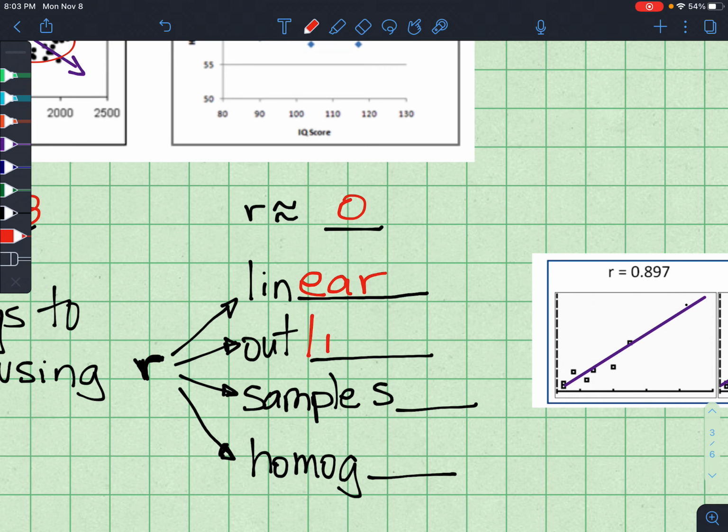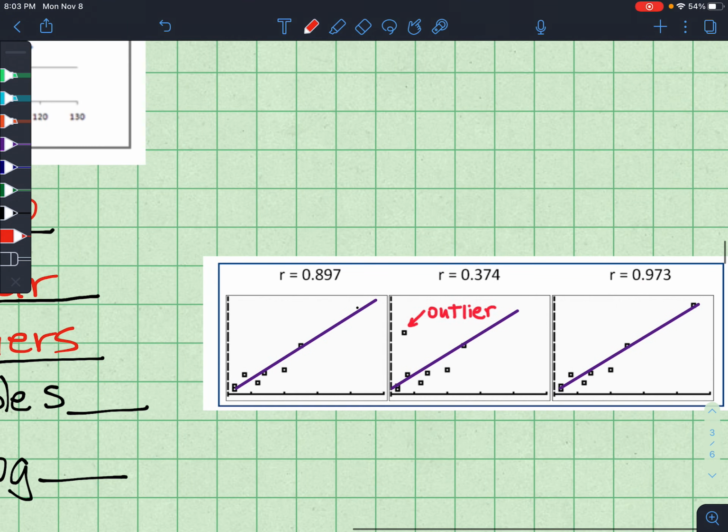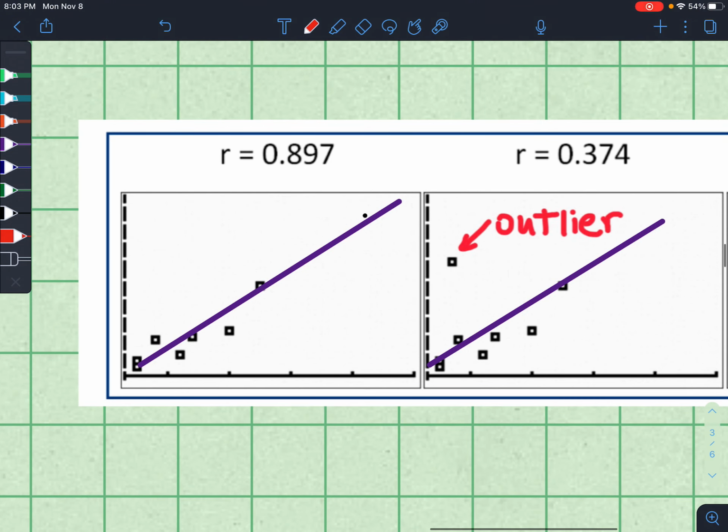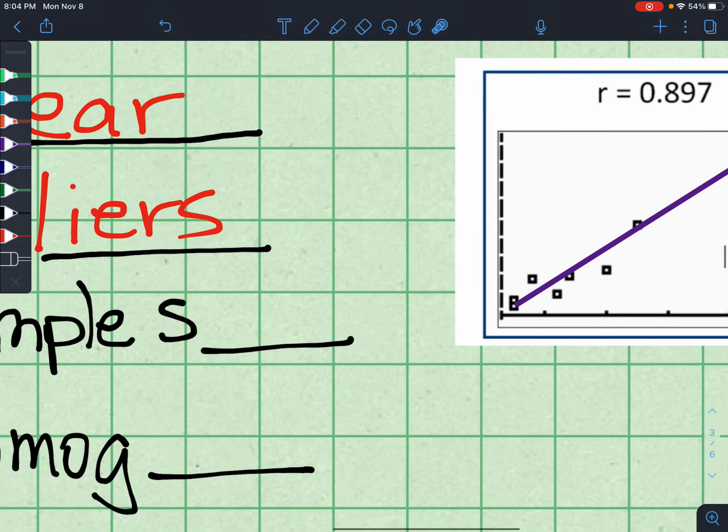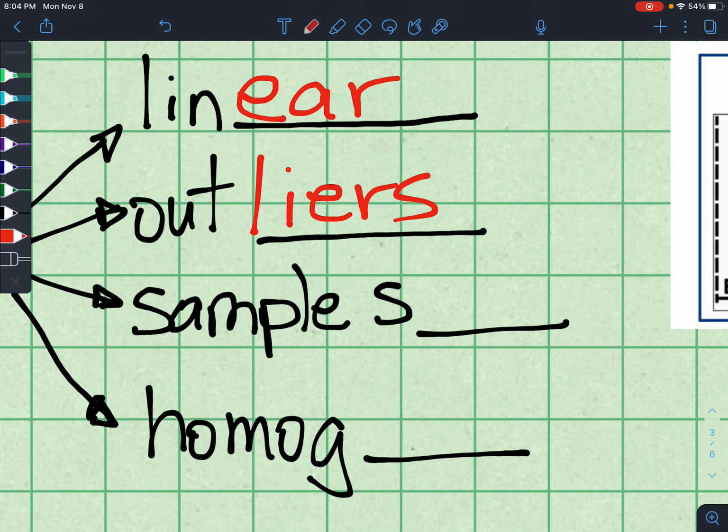Number 2, are there outliers which are affecting the R value which you're not aware of? So again, we take a look at the picture, and here you have a case of an outlier causing a huge change on that R value. So that which was approximately 0.9 has now changed to rather poor. But who knows, that outlier may be a bad piece of data. So be careful of outliers.